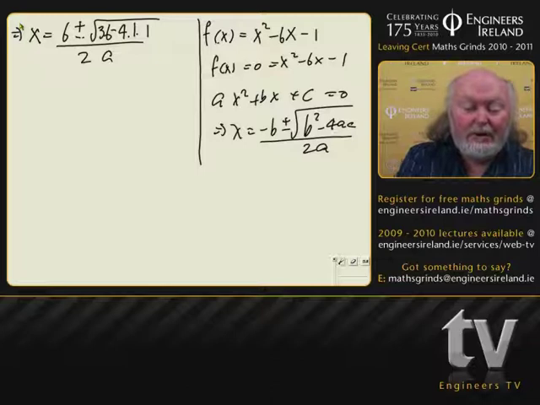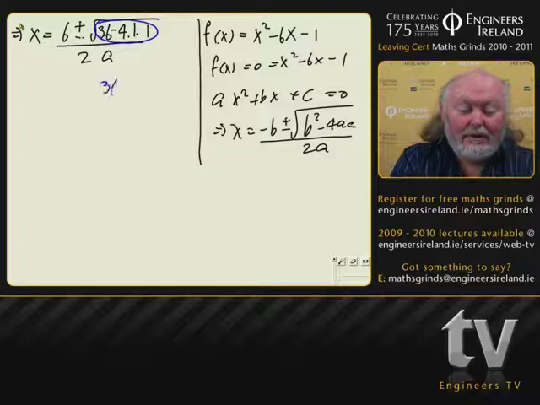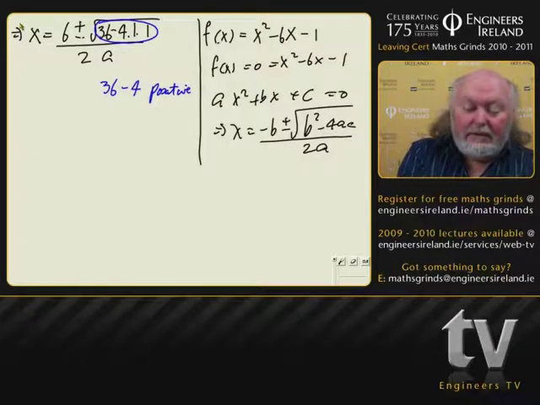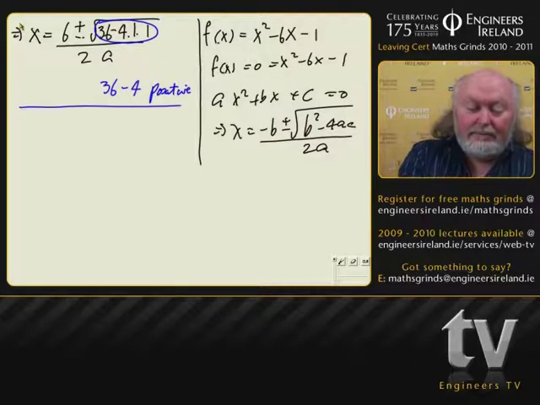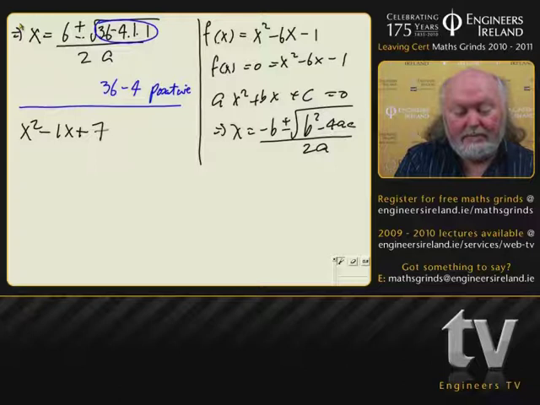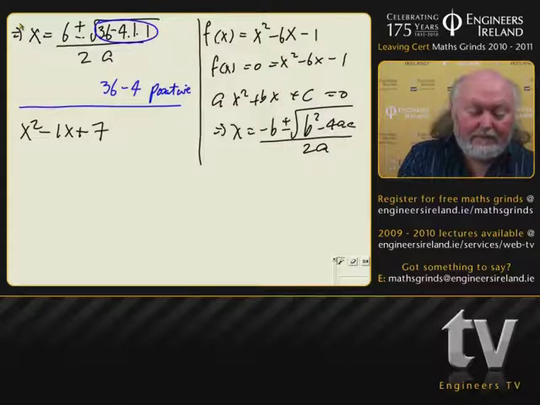Look at what's happening in here. We're all quite happy in here because we have a 36 minus 4, and that's going to be positive. Okay? Now then, let's look at the roots to this one.